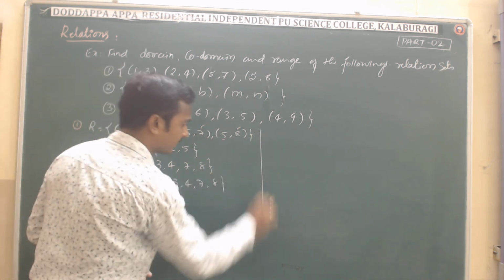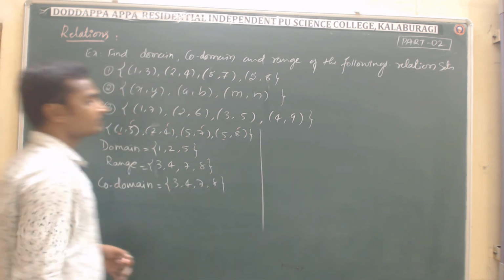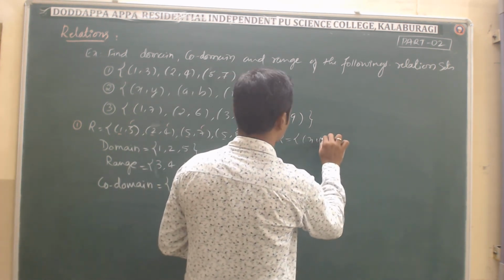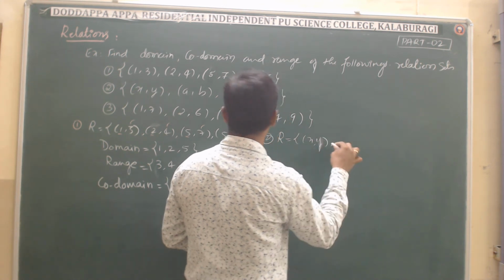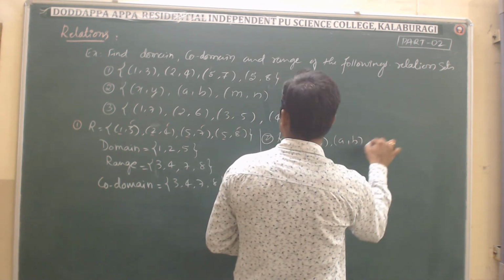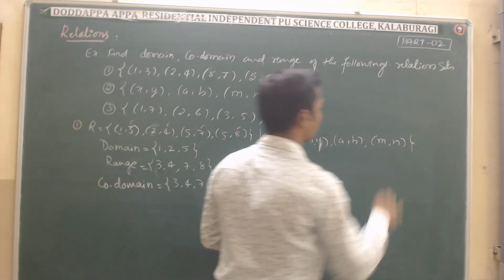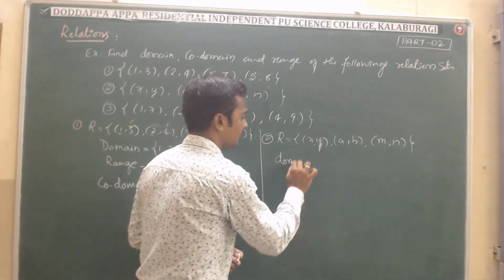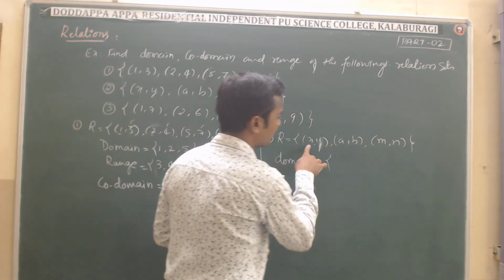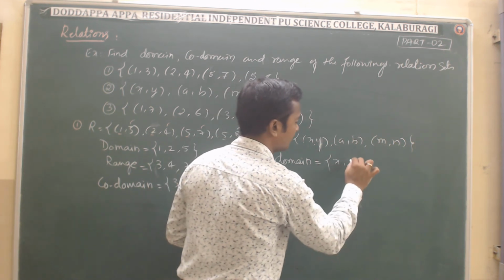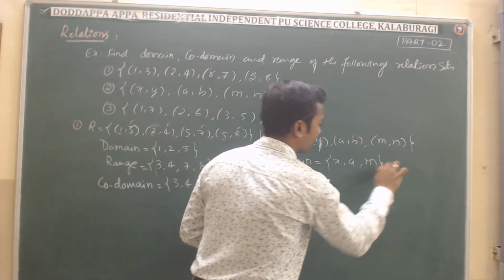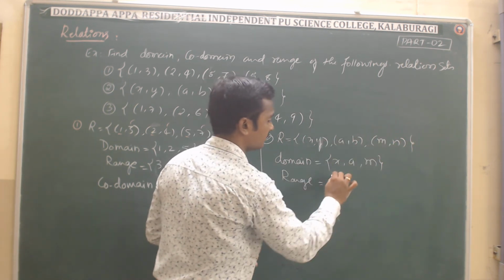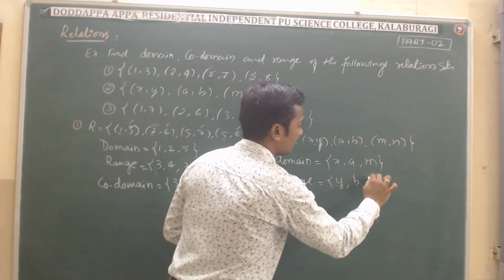So let's go for one more example. Second one. What is given? The relation set R is given to be {(x, y), (a, b) and (m, n)}. So let us find the domain, codomain and the range. What is the domain? The elements of the domain are every first element. First elements are x, a and m. Range. What is the range? The range is every second element. Second elements are y, b and n.